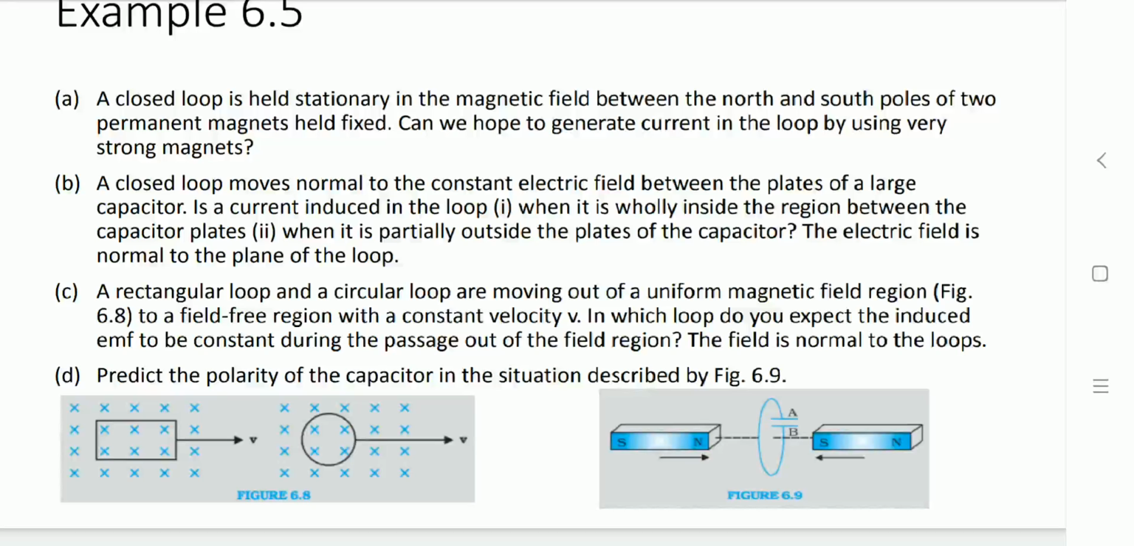A magnetic field generates a magnetic flux, and changing the flux gives you the current. An electric field cannot generate a current. So in any of the cases, current won't be induced.